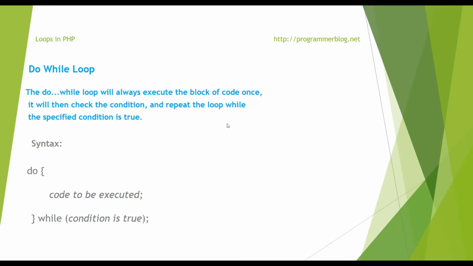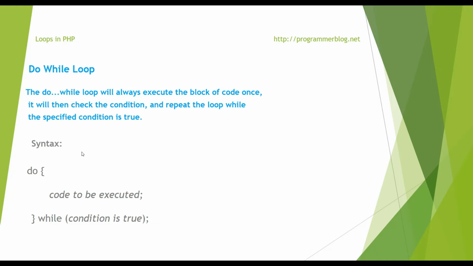A do-while loop is a variant of the while loop. The difference between a while and a do-while loop is that, as you have seen previously, a while loop evaluates the condition before the start of the loop. But in a do-while loop, the condition is evaluated at the end of the loop, and it will always execute the block of code once. In the end, it will check the condition and repeat the loop while the specified condition is true.